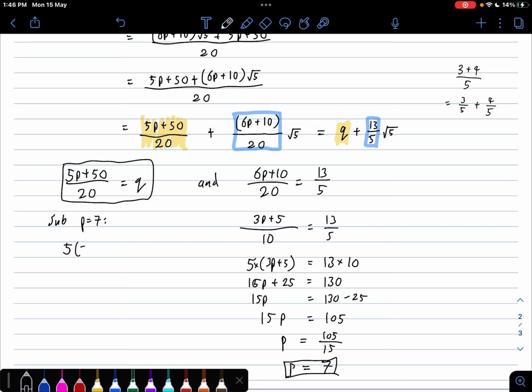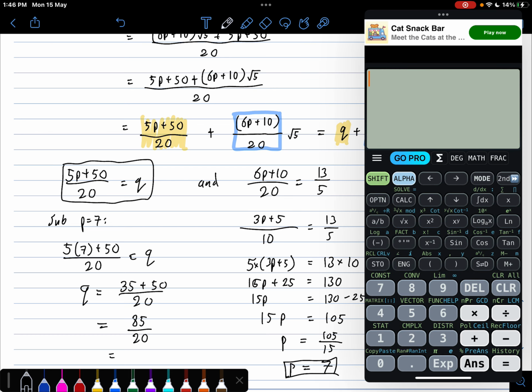So what we end up with is 5 times 7 plus 50 over 20 equals q. Type in a calculator, what do you get? 35 plus 50 over 20, that's 85 over 20. Actually, I could have just typed the whole thing in a calculator straight away. I end up with 17 over 4, and that's your answer.